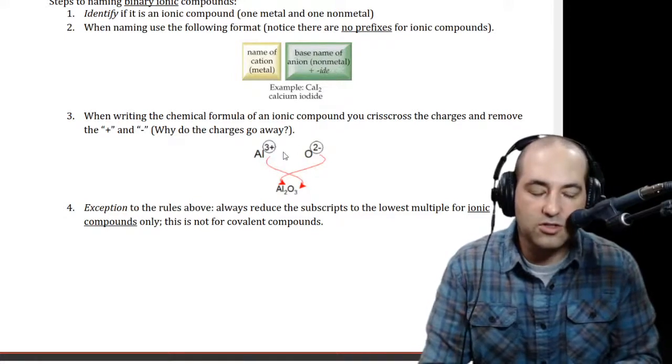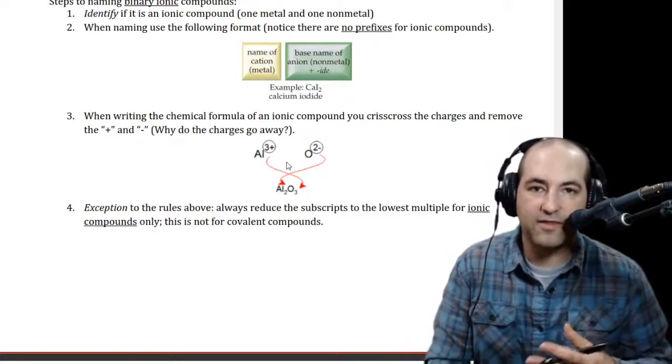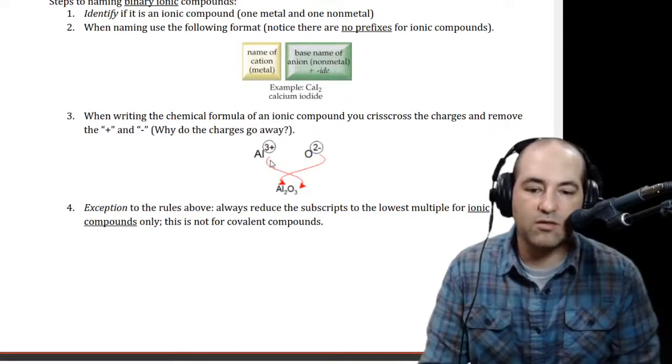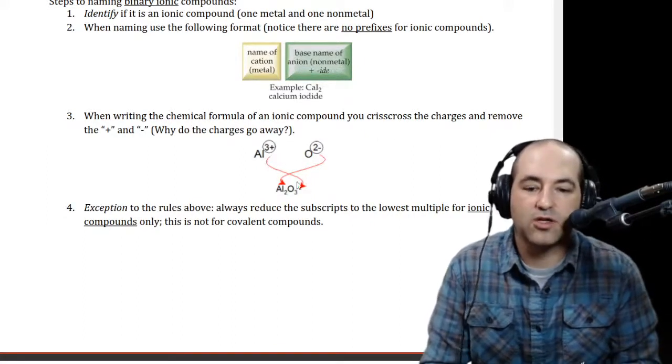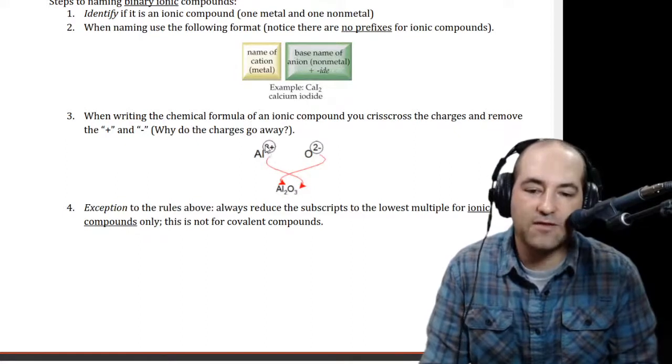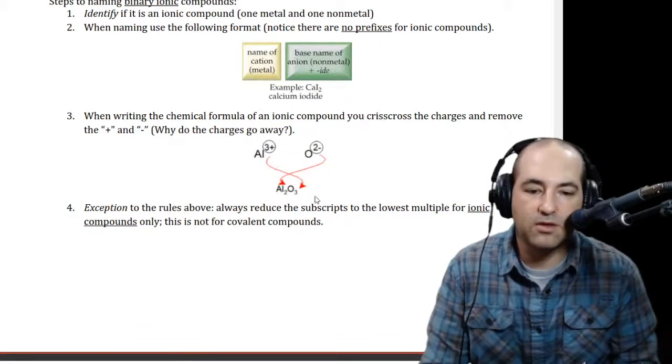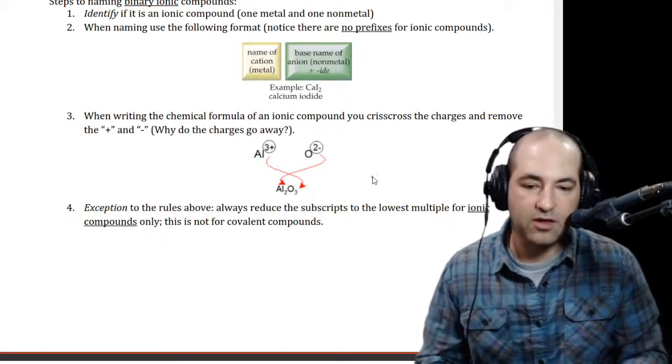In order to balance those charges, really what we're doing is we're trying to find the least common multiple. That's kind of the math term for it. But what we can do just functionally to make that happen is we can take the 3 from the aluminum and make it the subscript of the oxygen. We can take the 2 from the oxygen and make it the subscript from the aluminum, and we end up with the formula Al2O3. Now let's look at why that works.